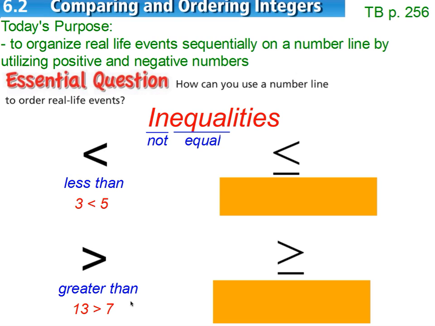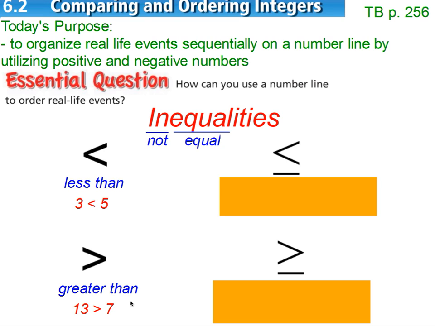So the first one's 3 is less than 5. In the second example, we have greater than because 13 is greater than 7. So remember, you're always thinking of the first number, and then is it greater than or less than the second number? And then the direction, remember, you always want the opening to face the larger number.